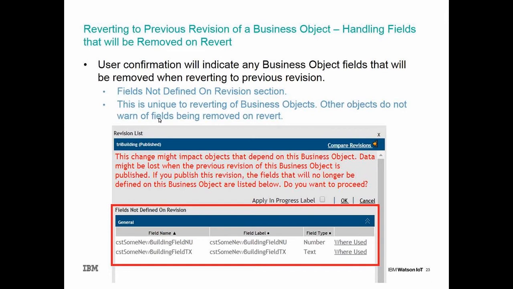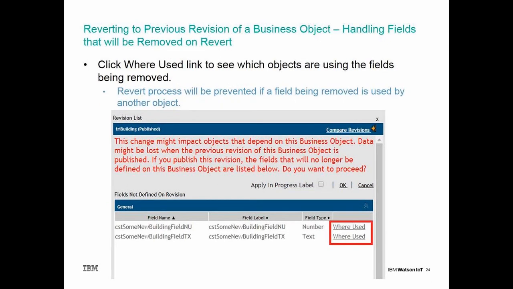Also note, next to these fields, you'll see a where used link. Next to each field, there's a where used link, and this is where you can view all the objects that are using the particular field. So note that you will not be able to revert a business object if any of the fields being removed are in use by another object.